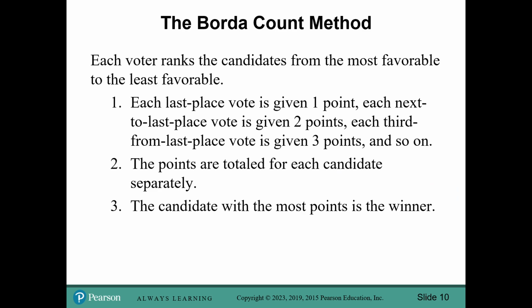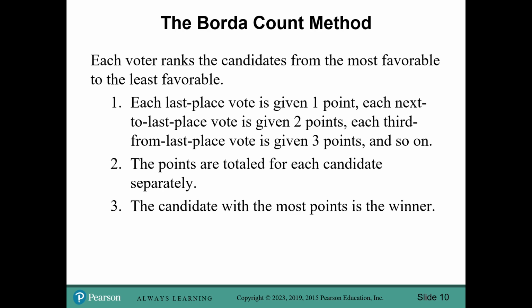All right, let's look at the Borda count method. Each voter ranks the candidates from most favorable to least favorable. Each last place vote is given 1 point. Each next to last place vote is given 2 points. Each third from last place vote is given 3 points, and so on. The points are totaled for each candidate separately, and the candidate with the most points is the winner.